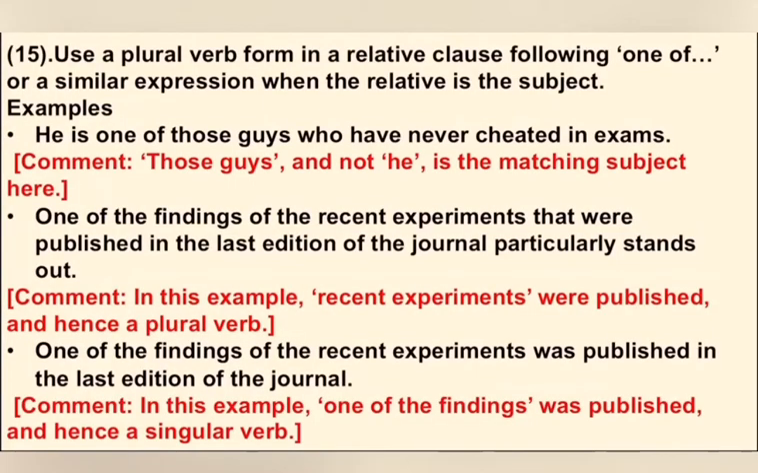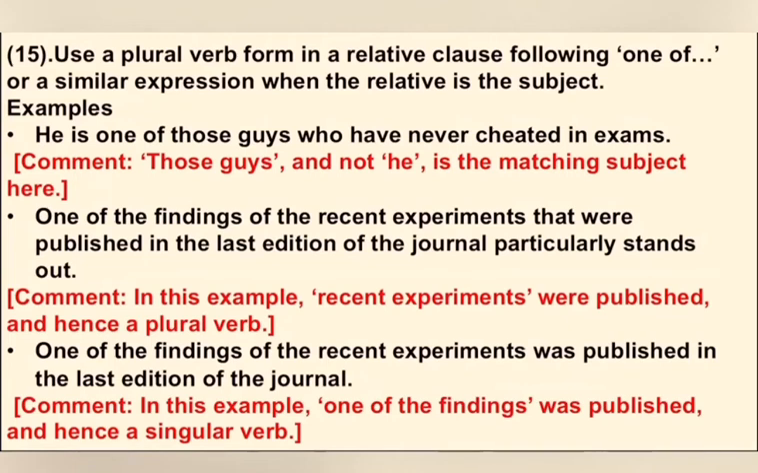Now, rule number 15. Use a plural verb form in a relative clause following one of or a similar expression when the relative is the subject. Get it very clear. Example: he is one of those guys who have never cheated in exams. So, here those guys, and not he, is the matching subject. So, we have to follow those guys, and that is why we have placed have according to those guys.